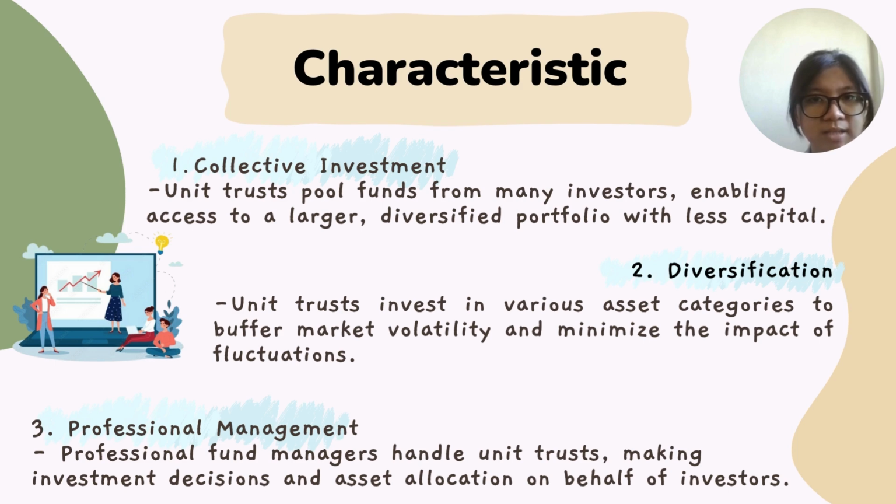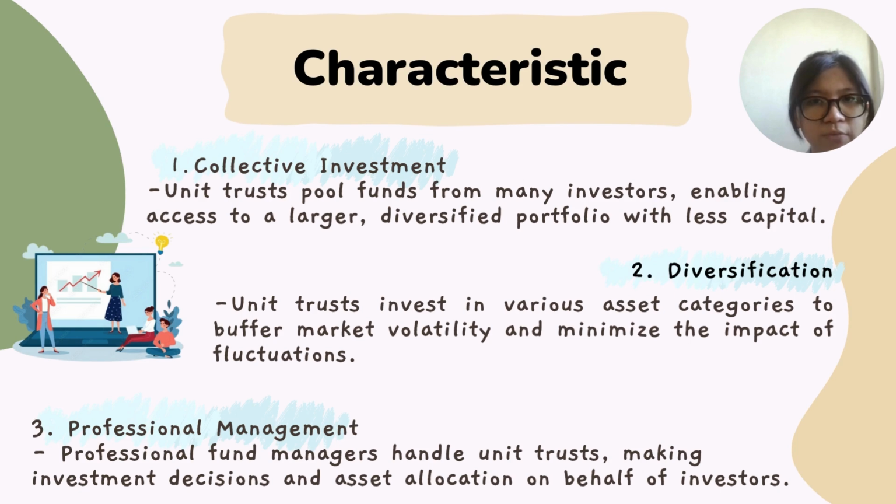The first characteristic of unit trust is collective investment. Unit trusts bring together the funds of many investors and are managed and invested by professional fund managers. Through pool investment, investors can participate in a larger and diversified portfolio with less capital. The second characteristic of unit trust is diversification. Unit trusts invest in a variety of asset categories such as equity, bond, real estate, money market instruments, and others. The diversified investment strategy helps to buffer market volatility and ensure that fluctuation in individual investment has a minimal impact of their overall return.